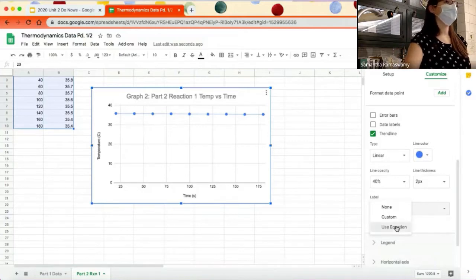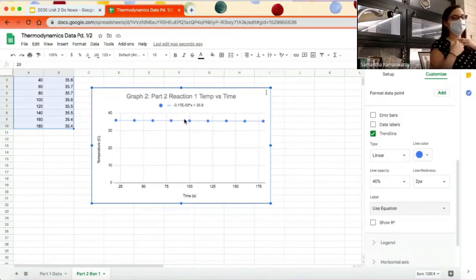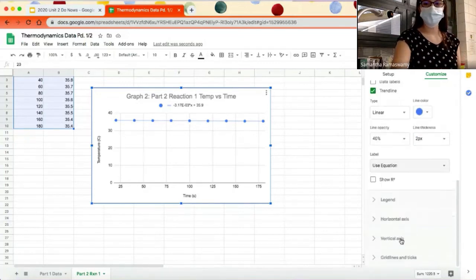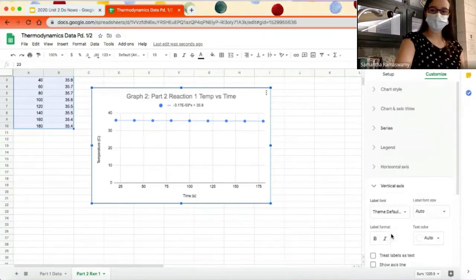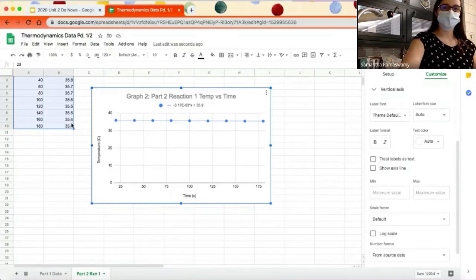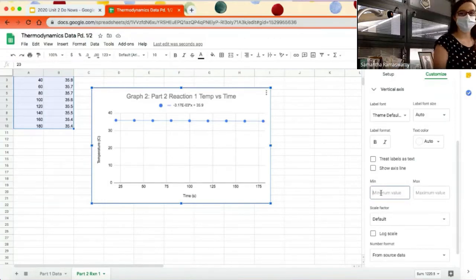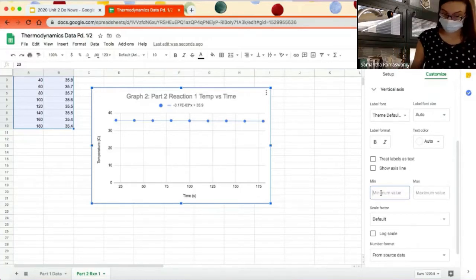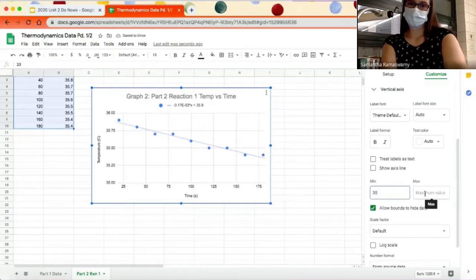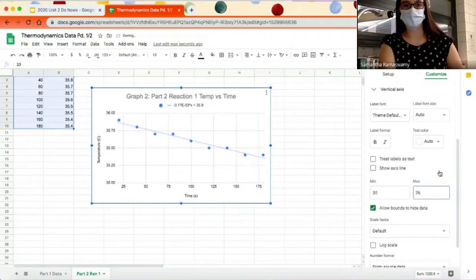we want use equation. Now, since our data does not fill up the whole graph, we can change the y-axis. So I'm going to scroll down to the vertical axis menu. Because vertical axis, I want to change the scale of my y-axis. And so to do that, we can just change our minimum and maximum values. So my minimum, we really could do 35 and 36. So I typed in 35, it automatically went to 36. You could also type in 36.